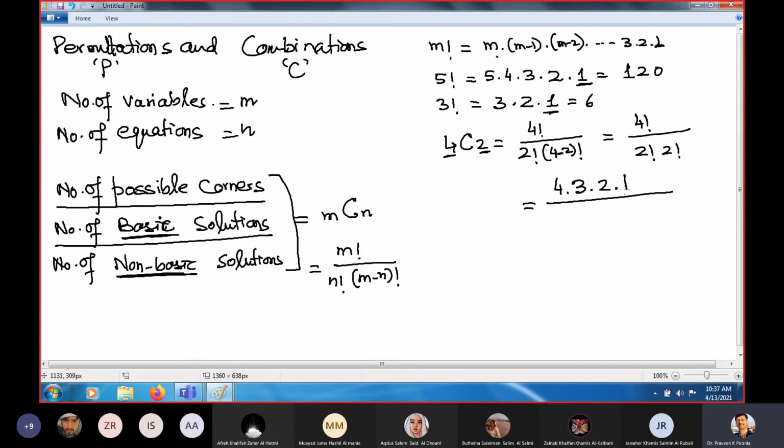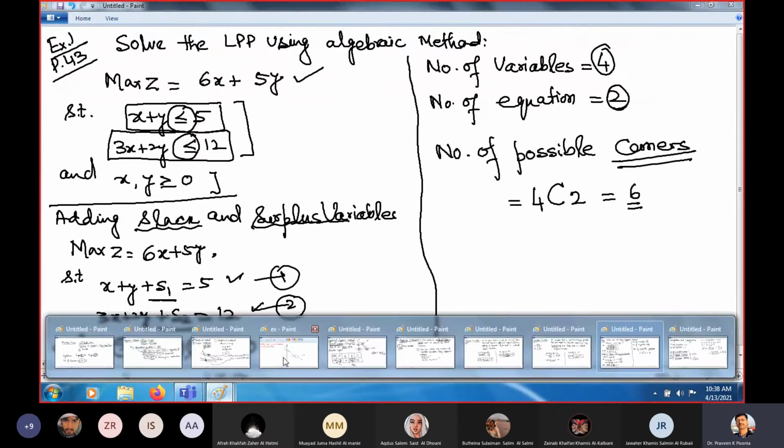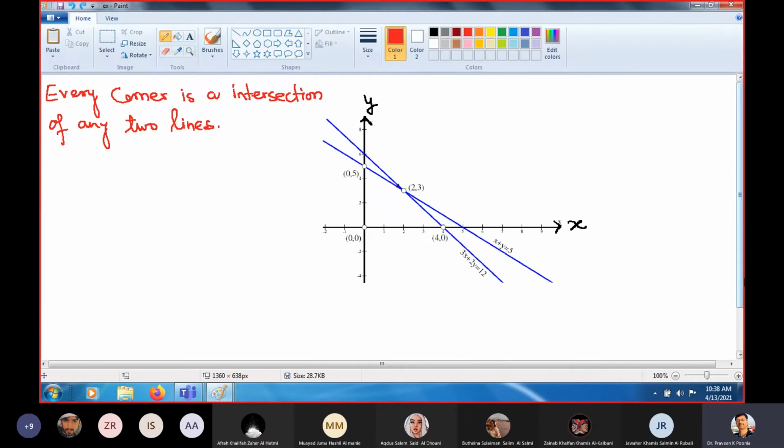4, 3, 2, 1. Now factorial 2: 2, 1. Again factorial 2: 2, 1. Now 2, 1 and 2, 1 cancel. So how much is it? 4 times 3 is 12. 2 times 1 is 2. 12 divided by 2 is 6. So my dear friends, how many corners are possible? 6 corners possible.